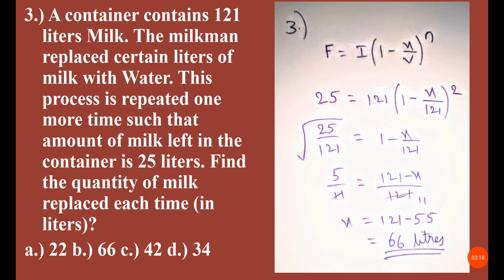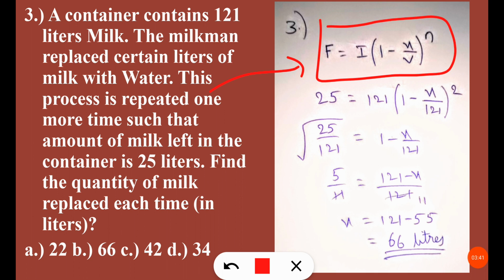Moving to the third question. A container contains 121 liters of milk. The milkman replaced certain liters of milk with water. This process is repeated one more time such that the amount of milk left in the container is 25 liters. Find the quantity of milk replaced each time. In order to solve this problem, the simple formula is f equal to I of 1 minus x by v whole to the power of n.